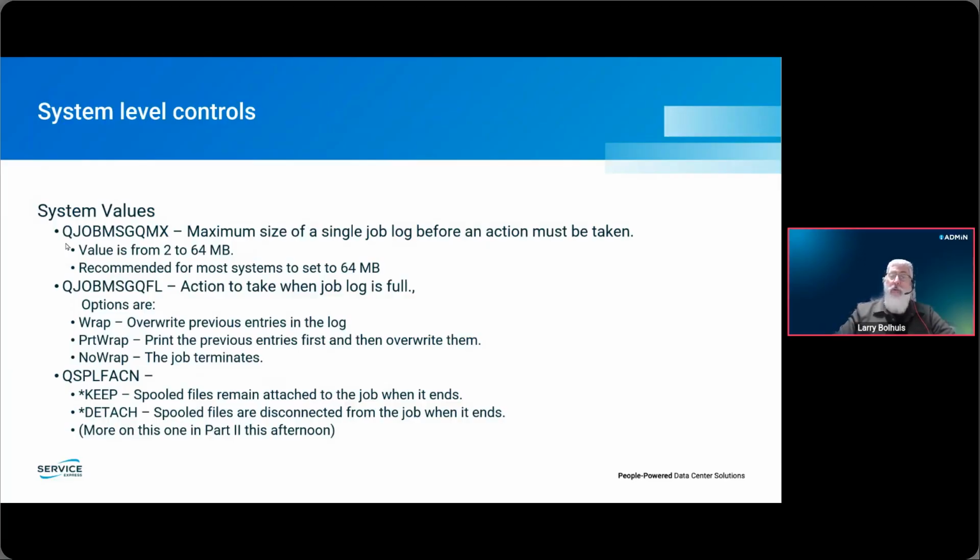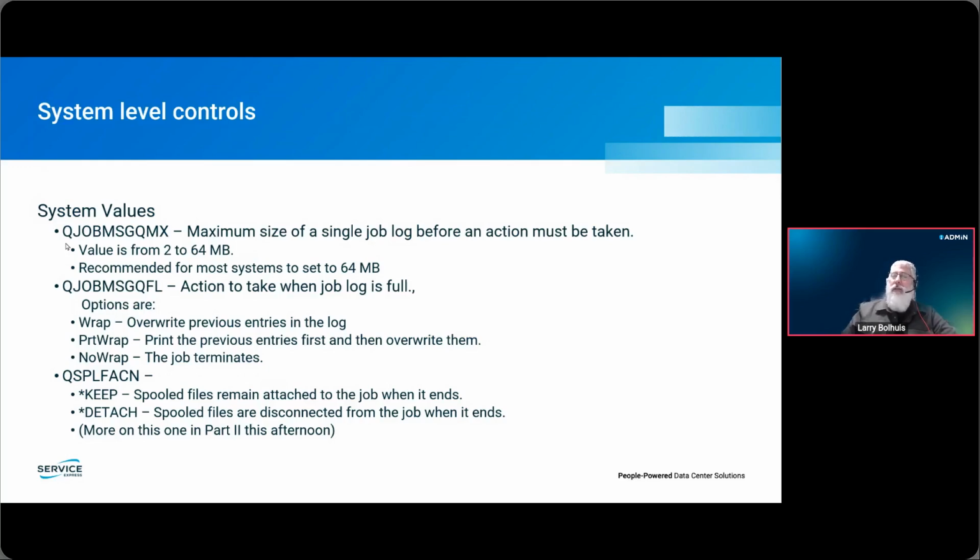Oops. So those of us that do this all the time, one of the very first things we do when we're starting a recovery is change the queue job message queue max to 64 and the action to print wrap. Because having to start your restore over, you don't really have to start over, but it's a big pain in the butt, right?